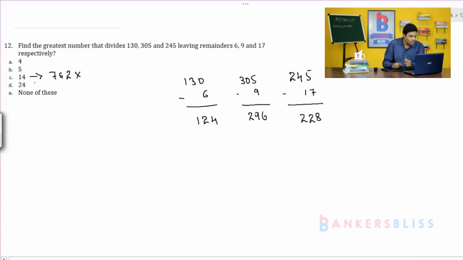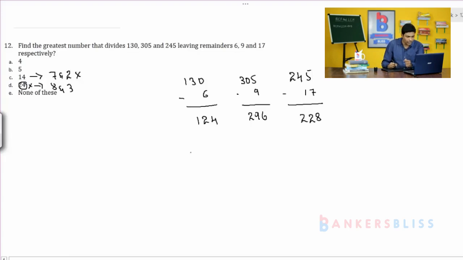Next 24, so 8 and 3 are co-primes of 24. Now you check whether it is divisible by 3 and 8. Apply the test of divisibility: 4 plus 2 is 6, 6 plus 1 is 7. 7 is not divisible by 3. Therefore 24 cannot be the HCF. So 4 should be the HCF. Here none of these options is given, so because of that we have to check.